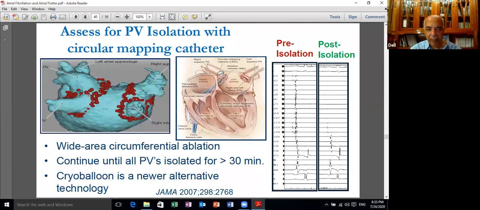You wait 30 minutes after that, and give adenosine in order to shorten the refractory period and excite the occurrence of atrial fibrillation, and make sure that atrial fibrillation doesn't recur. So we isolate the vein, create bidirectional block, give adenosine, wait half an hour, and make sure.